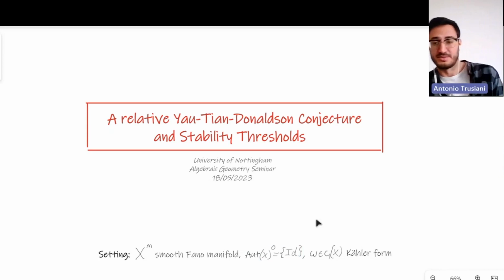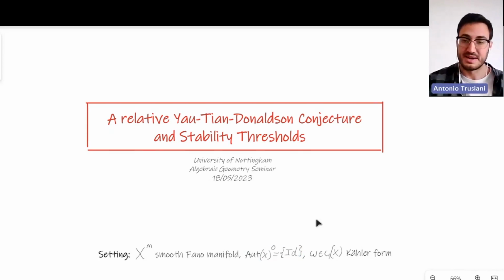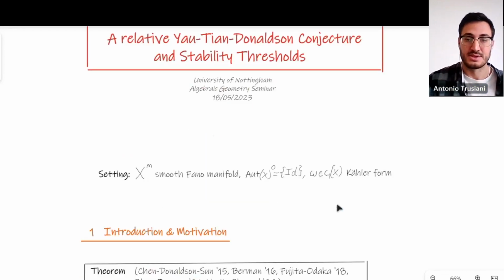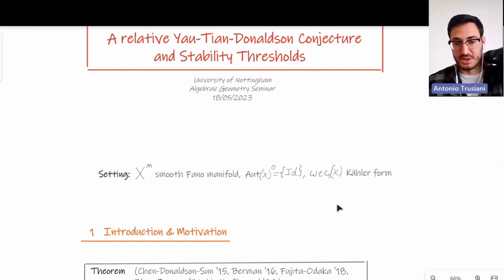And there will also be some differential geometric part, so I need to fix a reference Kähler metric, a Kähler form omega in the first Chern class of X. Okay. So let me start with the introduction and with the motivation behind my work.